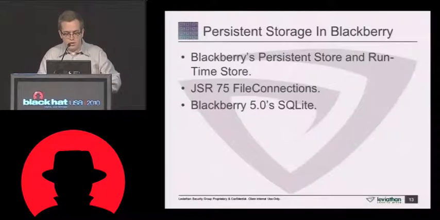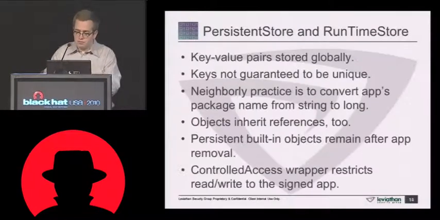So one of the first things you'll be looking at for any kind of application these days is storing some information. The Blackberry provides 3 separate APIs if you have information that you need to persist past the lifetime of your application, past the lifetime of the device being rebooted. Blackberry has a persistent store and runtime store, which is flash-only memory. They implement a JSR75 file connection, which is creating actual files on the device. And with Blackberry 5.0, you have the ability to create SQLite databases.